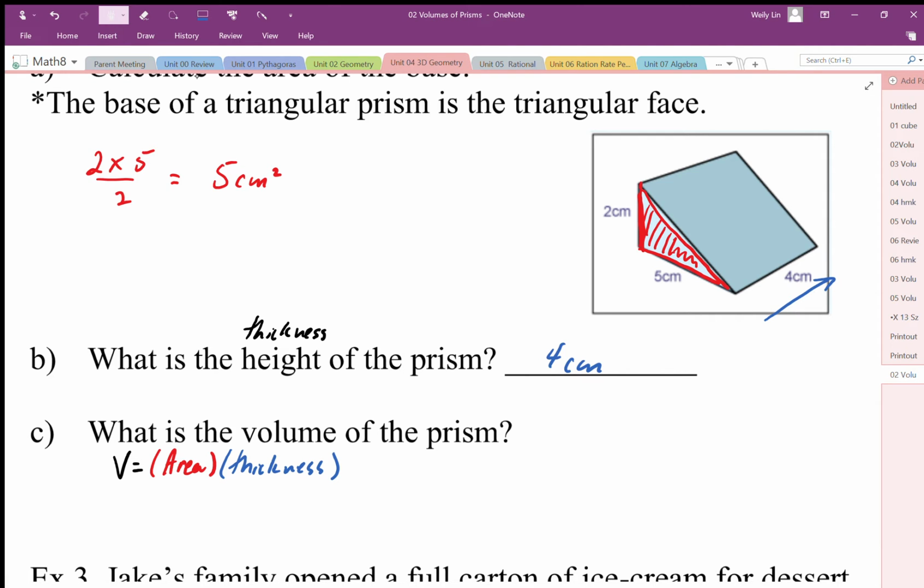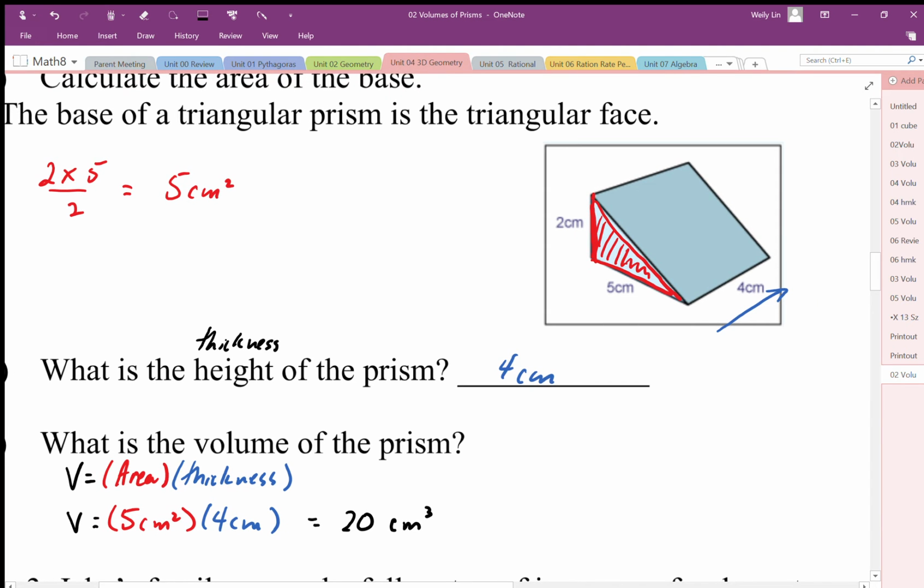So the volume is going to be 5 centimeters squared, and I'm going to multiply it by the thickness of 4 centimeters. That's going to give me a volume of 20, and centimeters squared times centimeters is going to give me centimeters cubed. So the volume of this triangular prism is 20 centimeters cubed.